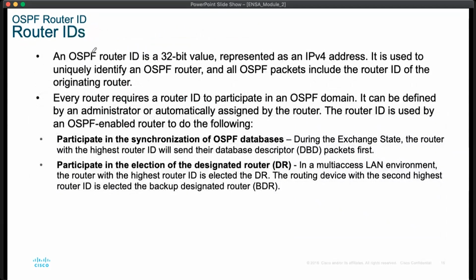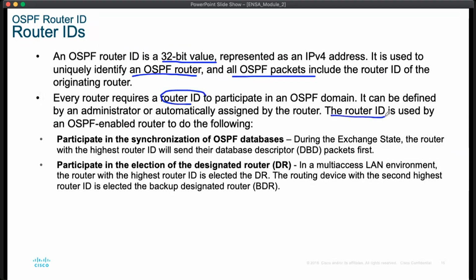Okay, router IDs. An OSPF router ID is a 32-bit value, represented as an IPv4 address. It is used to uniquely identify an OSPF router, and all OSPF packets include the router ID of the originating router. Every router requires a router ID, which is very important to participate in an OSPF domain. It can be defined by an administrator or automatically assigned by the router.